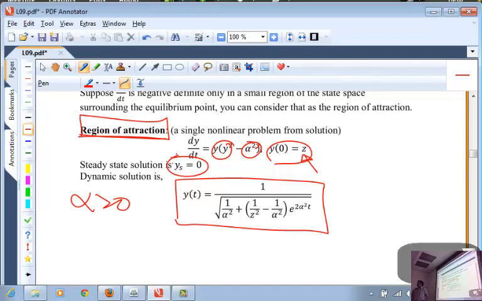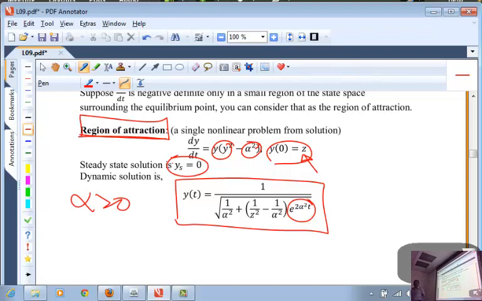The answer is yes. Why? Because this one is in the denominator, luckily. As t goes to infinity, that's going to blow up. That's going to become a large number, but you're going to take a square root of that and divide by that, so 1 over a large number goes to a small number. So that is a stable system.